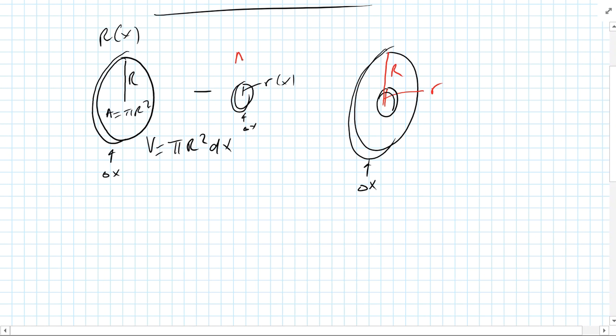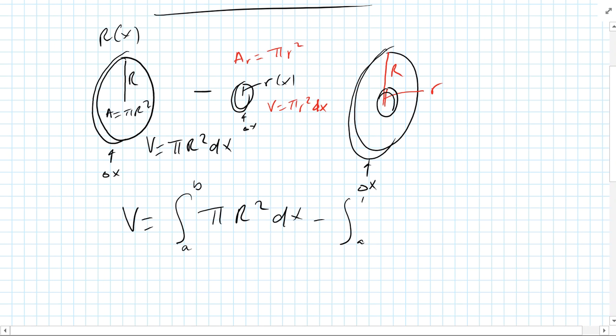Because with the volume of the big one, oh, I didn't finish that. This area, that's the area for little r, is equal to pi little r squared. So its volume is equal to pi little r squared delta x, which is dx, right? So if I'm going to do this, am I just going to subtract them? So what do I get? I get volume equals the integral from a to b, whatever that is, of pi big R squared dx minus the integral from a to b of pi little r squared dx.